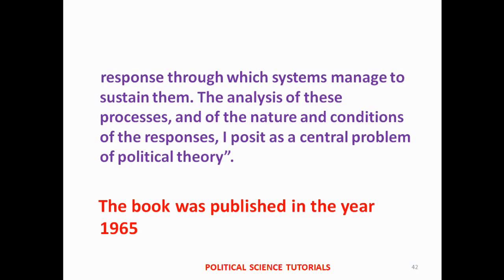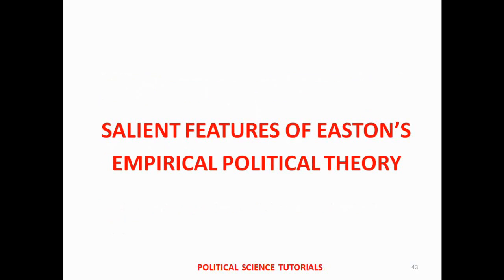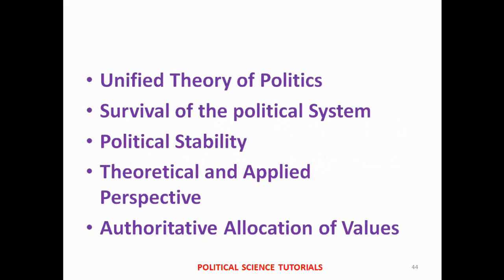If we go through Easton's analysis of political systems theory, systems analysis theory, it has five main characteristics. First, unified theory of politics. Second, survival of the political system. Third, political stability. Fourth, theoretical and applied perspective. Fifth, authoritative allocation of values.